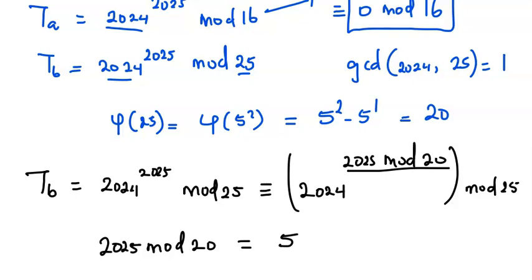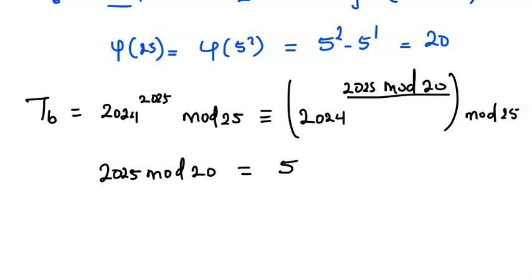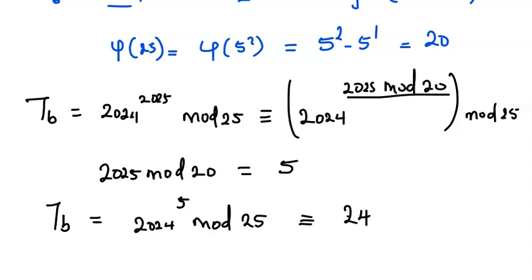Is that 5? Yes. Okay, so now we have the power there as 5, so we say T of B is equal to 2024 raised to 5, then modulo 25. And this one here is easy enough for us to write as 24, then modulo 25. So you can check it out, right?